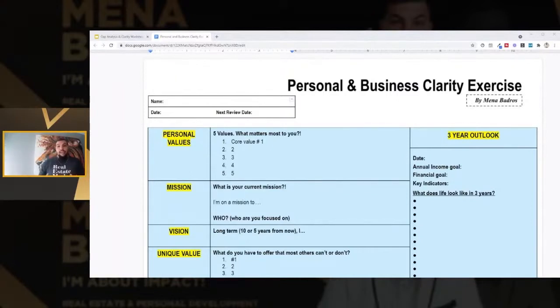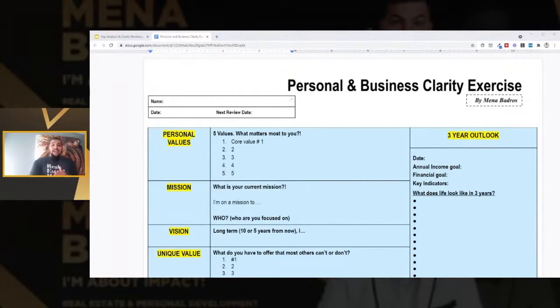Okay. So go ahead, if you haven't already, think about that. And again, you're going to have this template, so you can download it and spend a lot of time later to really think through that. But in the meantime, as we're going through this, go ahead and think about that, right? What are your values? What are your most important values? What is the mission that you're on? Who are you serving? And what is your long-term vision, right?